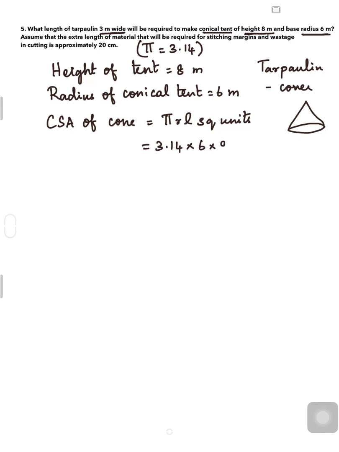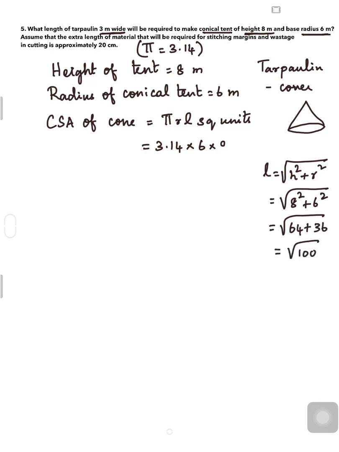So from this actually we have to find the slant height. So how to find slant height? L is equal to square root of h squared plus r squared. So it is square root of h squared, 8 squared is 64, plus r squared is 6 squared, 36. So it is square root of 64 plus 36. It is root 100, and root 100 is nothing but 10 meters.